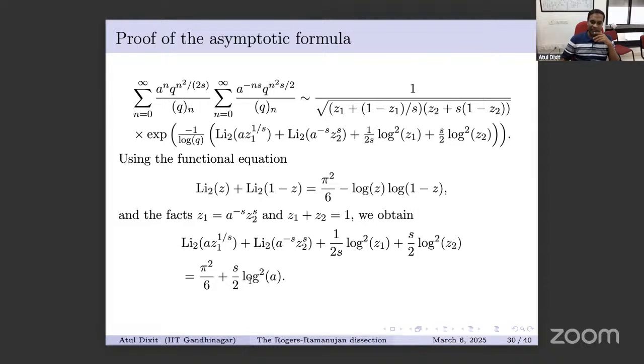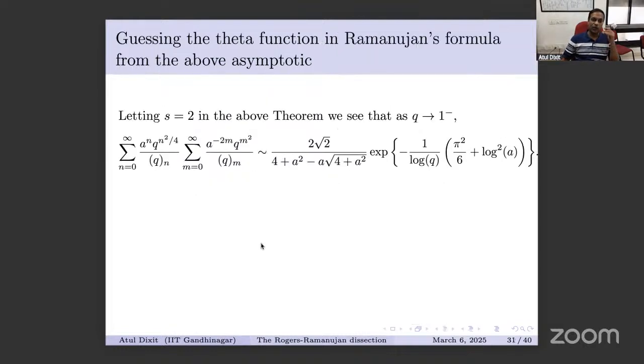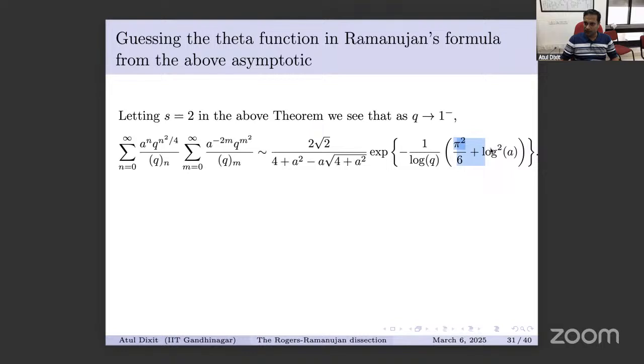So you simply get log squared a. And then for this thing, it's a routine simplification, so I won't go into that, but one can actually get the identity. Okay, so if I look at s equal to 2 of this thing, which I just proved, remember, this one we showed is asymptotically equal to this thing times exponential minus 1 by log cube times this, which simplified to just this, pi squared by 6 plus s over 2 log squared a. Now I'm putting s equal to 2. So I get pi squared by 6 plus log squared a, right? That's what you see here.